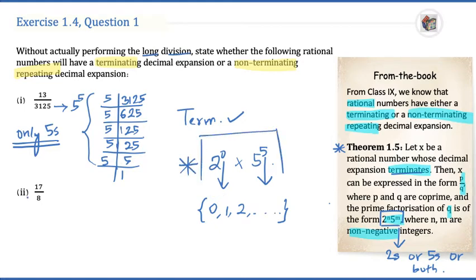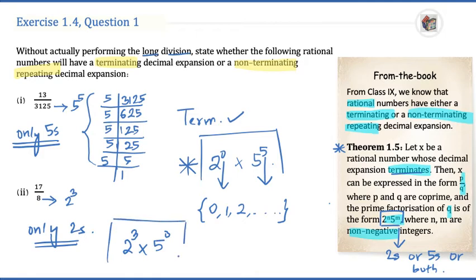Then when you see 17 over 8, it is yet again in the lowest form, so you just have to prime factorize the denominator. You will get 2 to the power 3. Yet again, it is only 2's, so this is also going to be terminating. And if I write it in the form that the book wants it, then this is how it's going to be. Yet again, 3 and 0 are both non-negative integers.